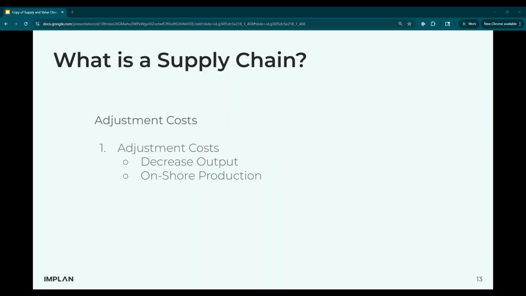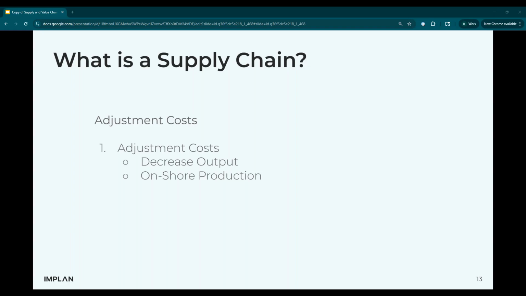So when we're thinking about tariffs and how they can affect supply chains, there's a number of different costs associated with them. The one we're going to key in on today, and use to illuminate what we're looking at in IMPLAN, is adjustment costs. Adjustment costs are the costs of adjusting production processes or locations to account for new prices. That is, decreasing output or onshoring production, right?